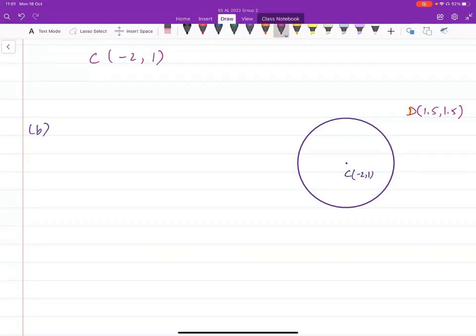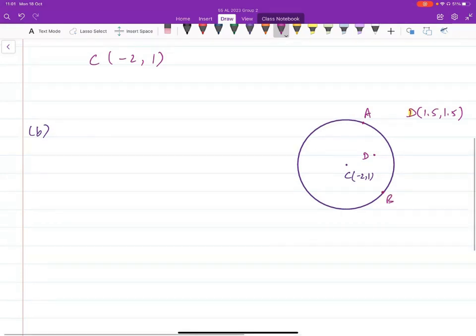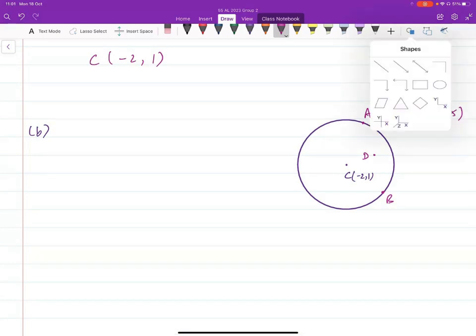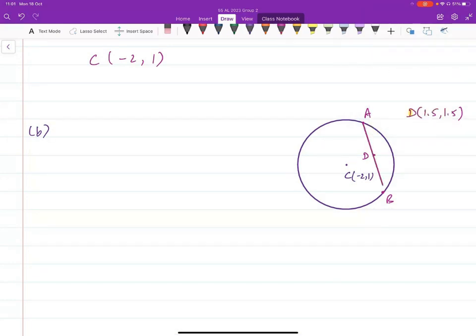But let's mark that there. Let's say this point D is somewhere here. ठीक है, point D यहाँ पर आ गया. If the point D is here, A and B should be on the circle and उनका midpoint should be D. तो आप कह सकते हैं A is somewhere here and B may be somewhere here. ठीक है? So this is what it looks like now. ठीक है? Almost like this.